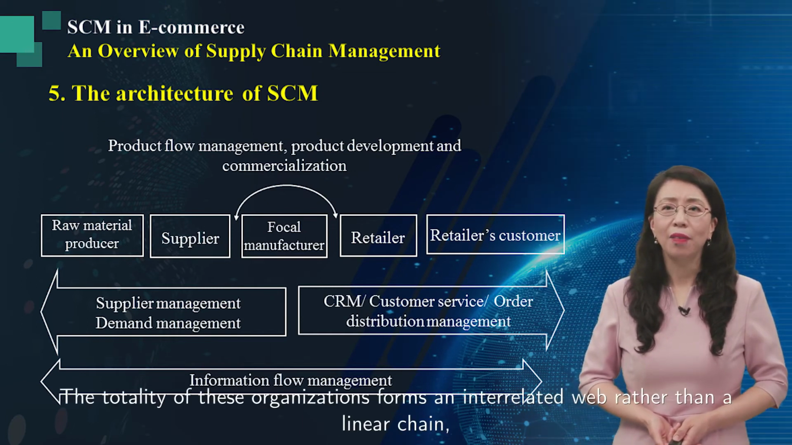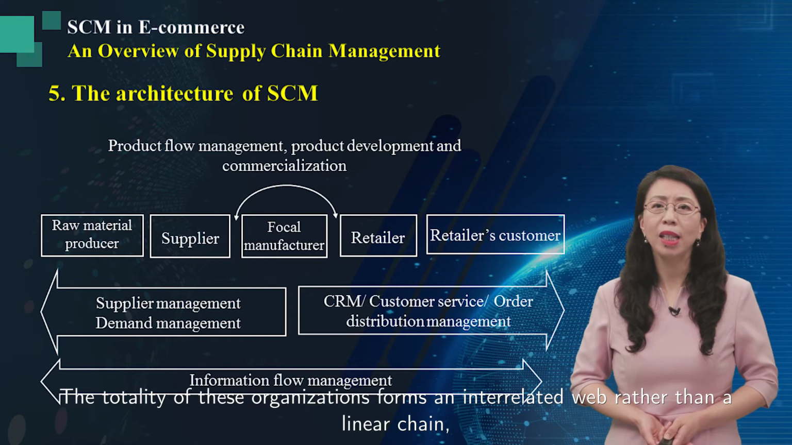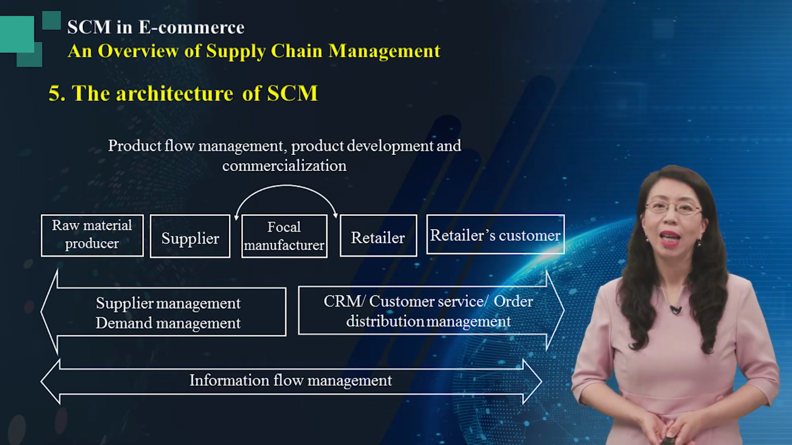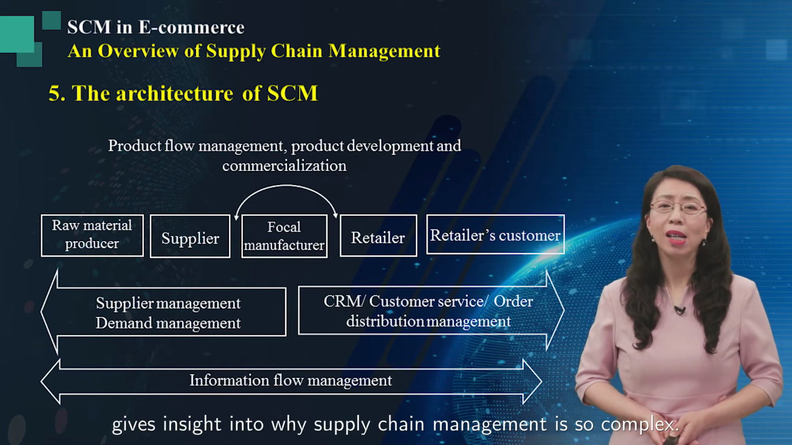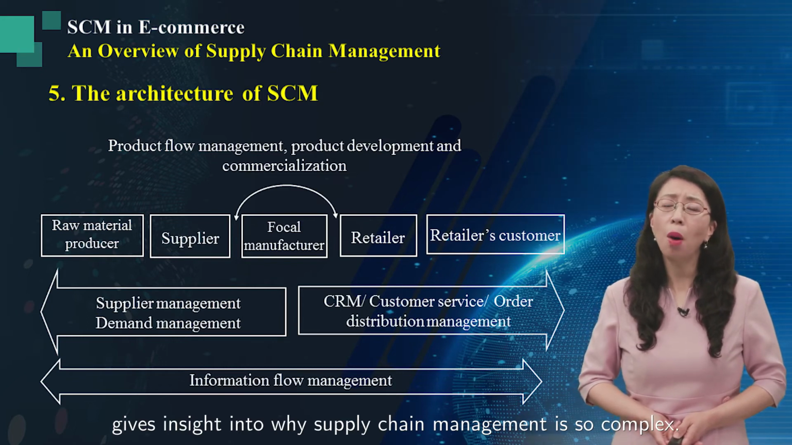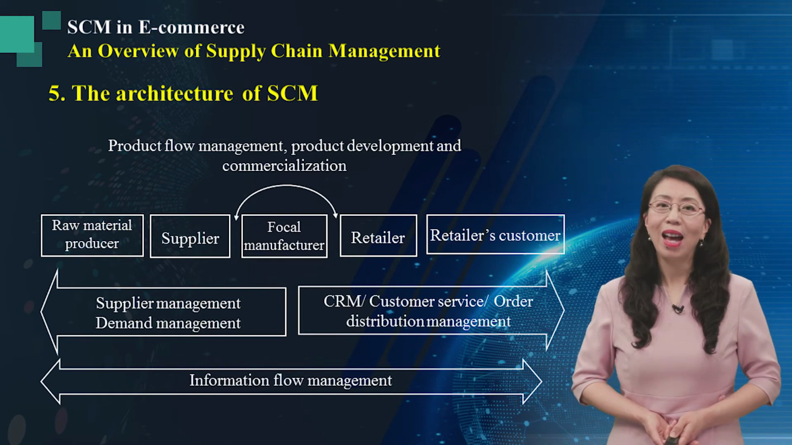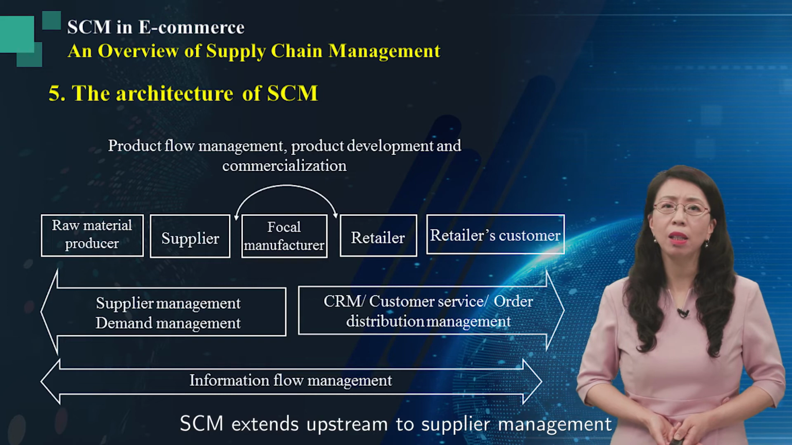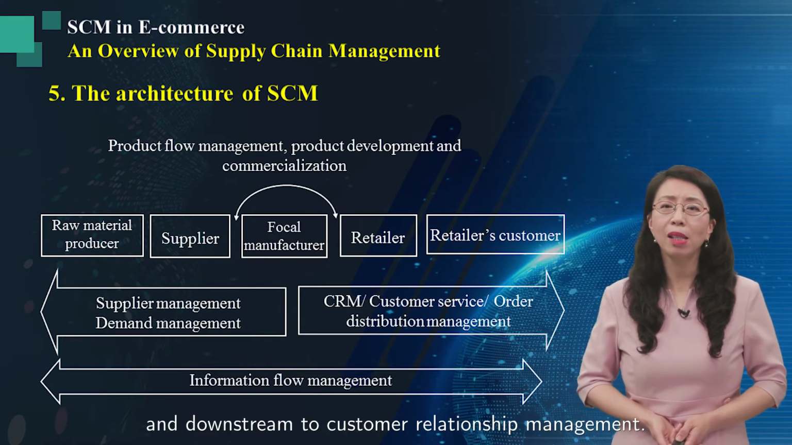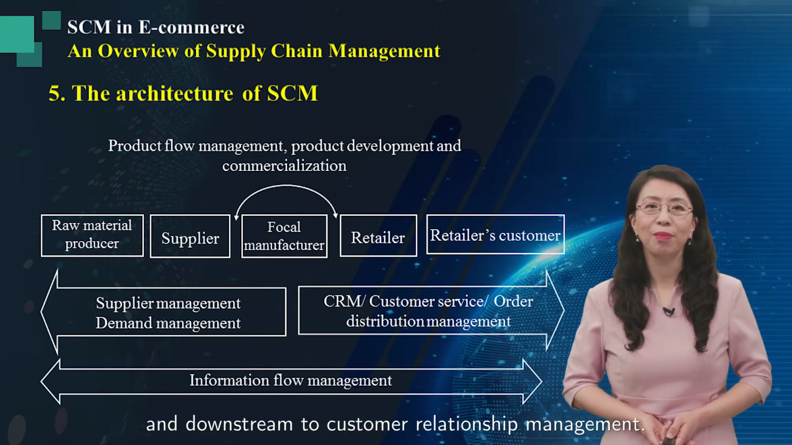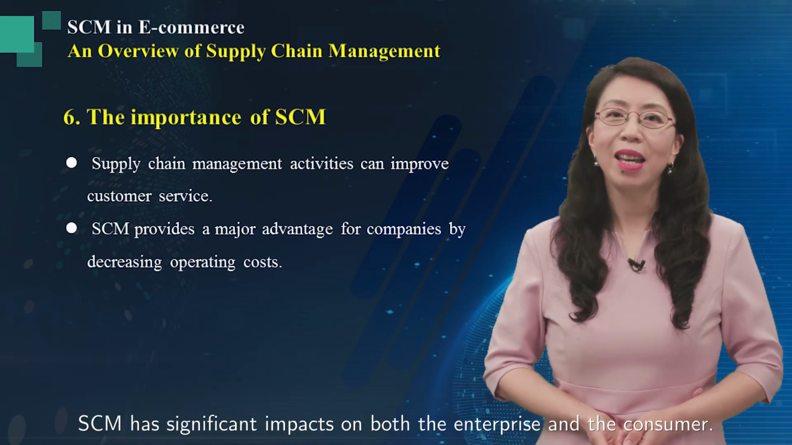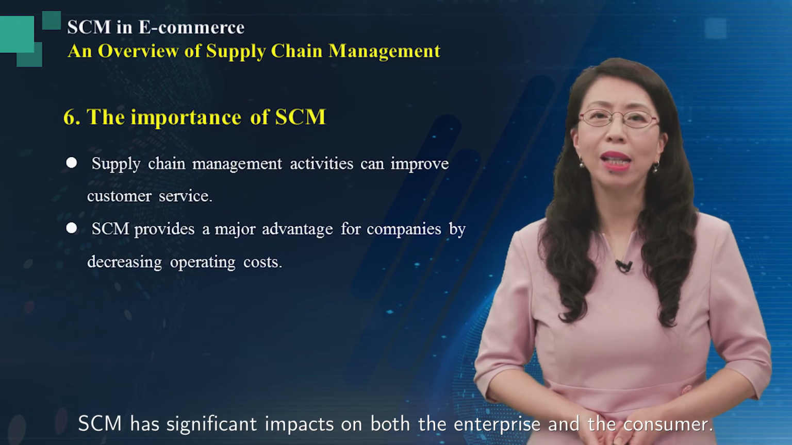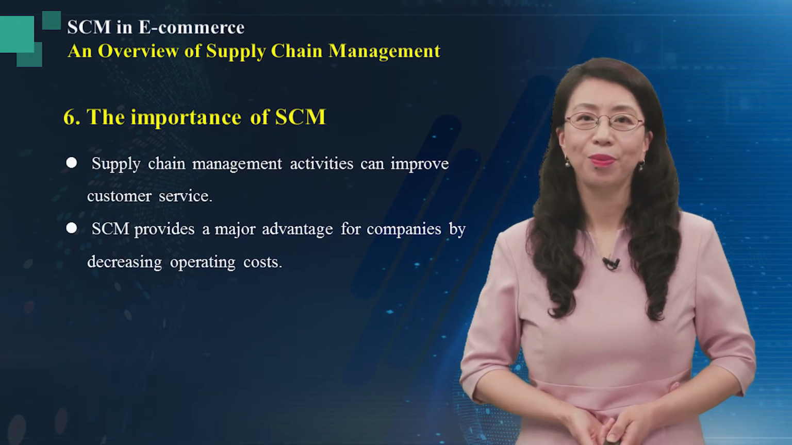The totality of these organizations forms an integrated web rather than a linear chain, which gives insight into why supply chain management is so complex. SCM extends upstream to supplier management and downstream to customer relationship management. SCM has significant impacts on both the enterprise and the consumer.